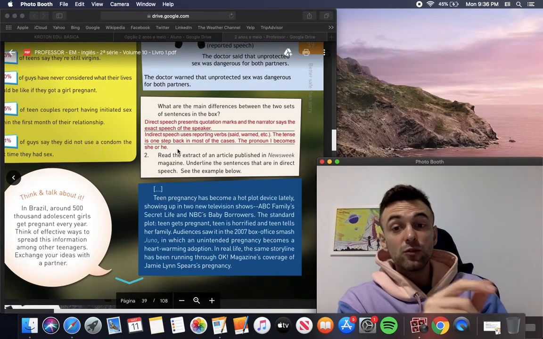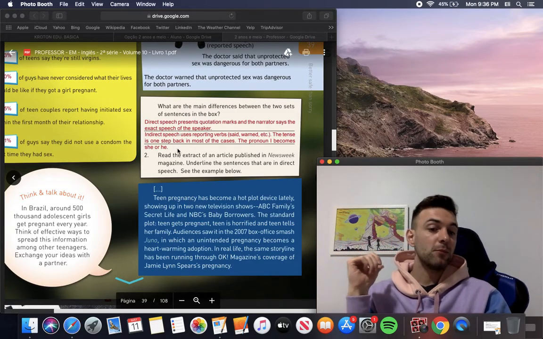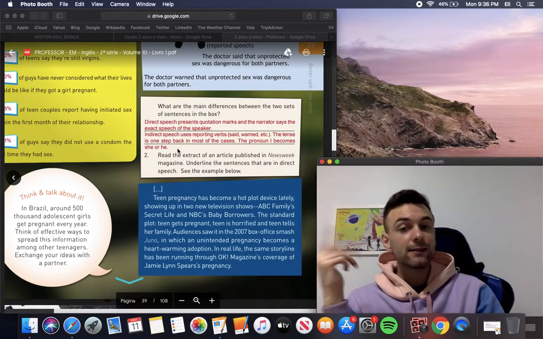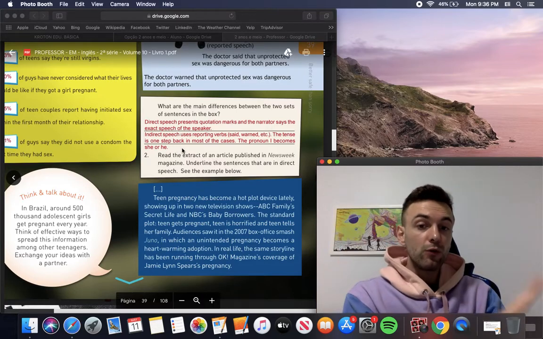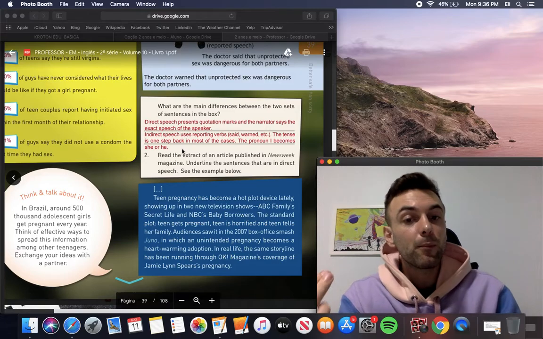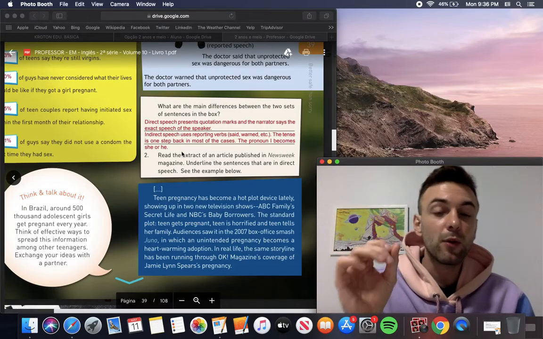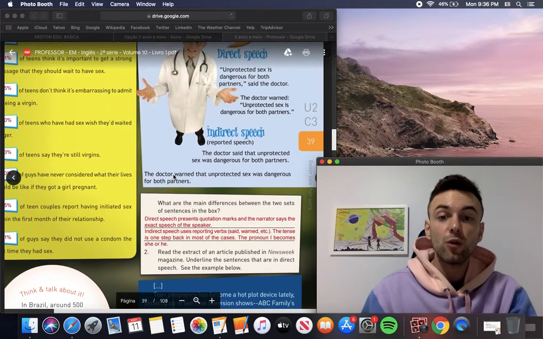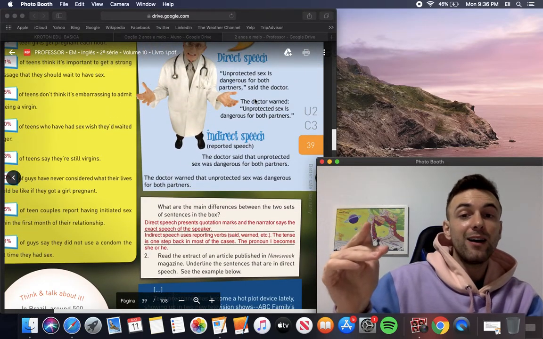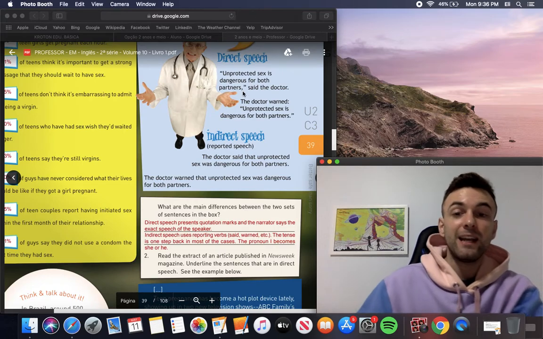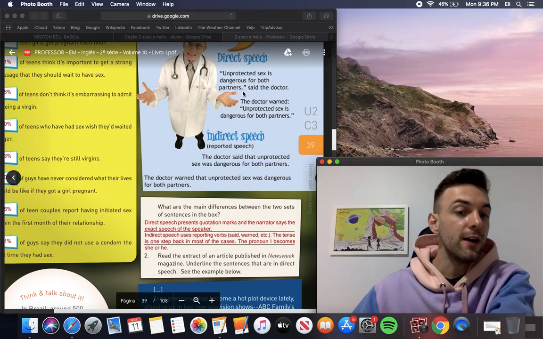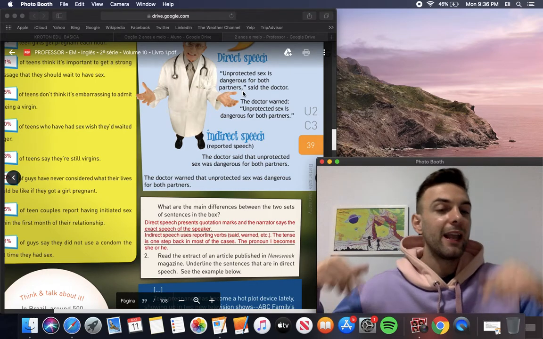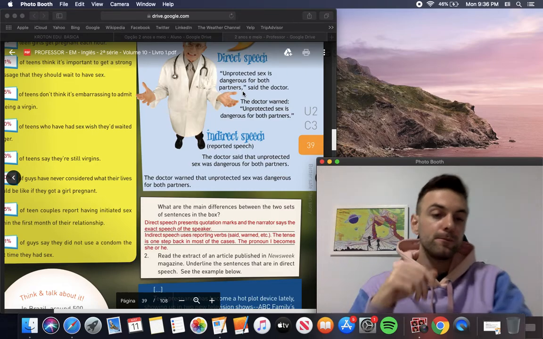Por exemplo, said ou warned, mais pra frente eu vou mostrar os outros, né? And the tense is one step back. A frase está sempre um passo atrás. Está sempre no passado, como eu disse. In most of the cases. So, the pronoun I becomes she ou he, como é o caso aqui do doutor, né? Então, o doutor disse essa frase. Então, he said, he warned, he answered. Ele disse, ele falou, ele respondeu.